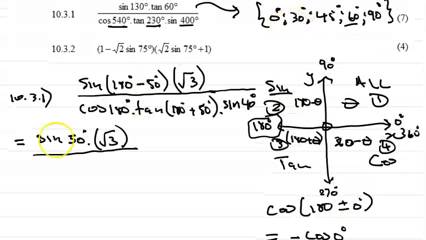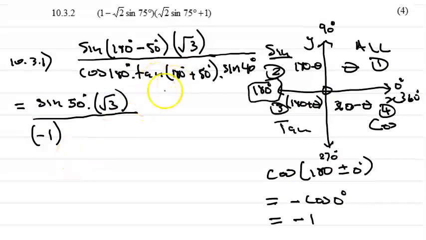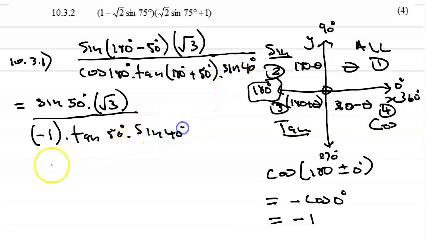Remember, that's a special angle, so I'm just going to write minus 1 there. Okay, tan of 180 plus 50. Now that's the third quadrant. You can see tan is positive, so that reduces to positive tan of 50 degrees. And then sine of 40, we'll leave it as it is, sine of 40 degrees equals 2.